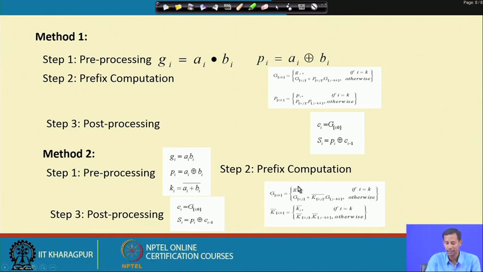For i equals k it is G_i, otherwise this equation applies. For K_ik, for i equals k it is the complement of K_i, otherwise it is K_ij dot K_(i-1)k. Then we follow the same post-processing for final computation at each position or stage. Again, i varies from 0 to 7, so for 7 the sum and carry are computed.